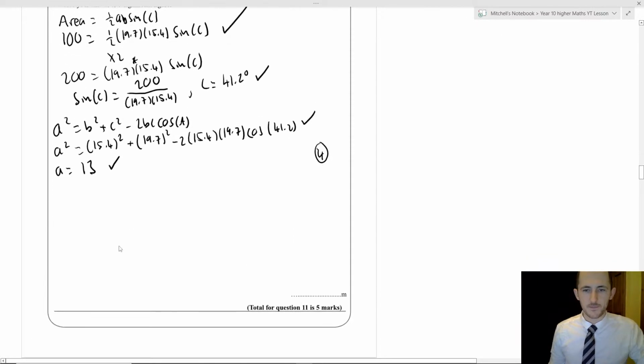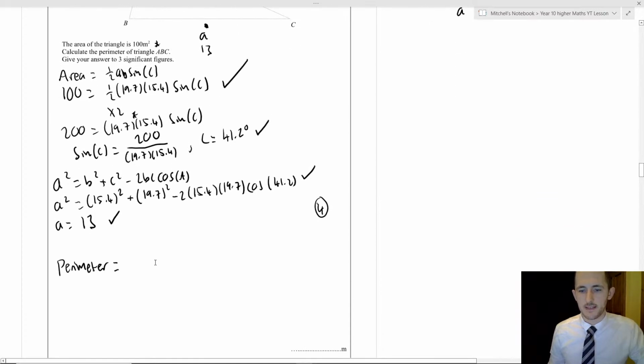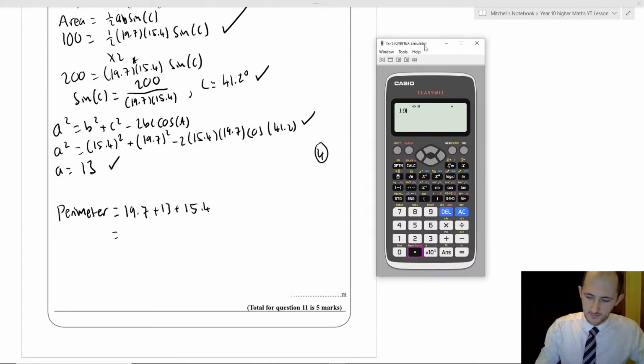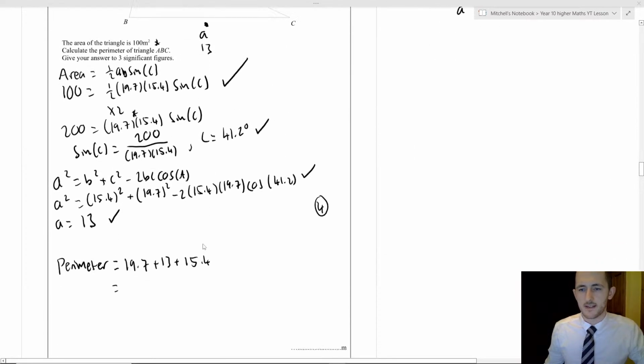Okay? So the perimeter, if you remember how to work out the perimeter, you just add up all of the sides. So 19.7 plus 13 plus 15.4. And because it's a calculator paper and I'm incredibly lazy, let's just add this up by hand. 19.7 plus 13 plus 15.4. Whoops, that was close. And it's just 3 significant figures, so 48.1 meters.